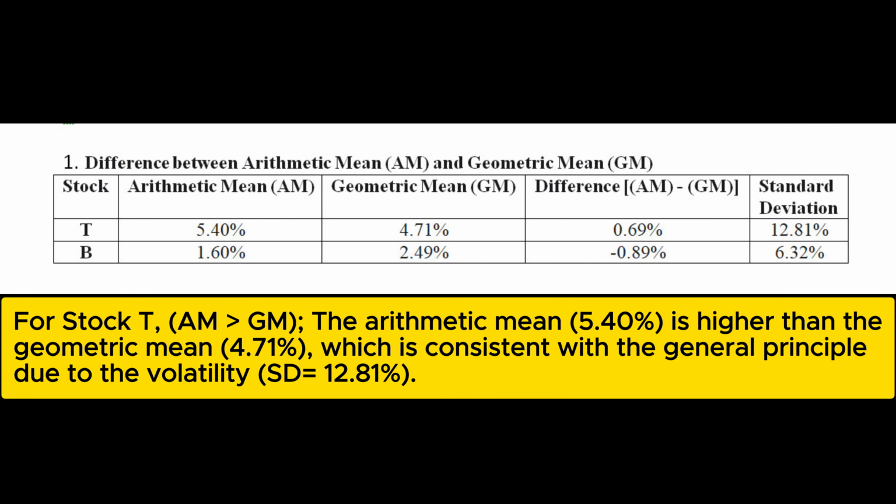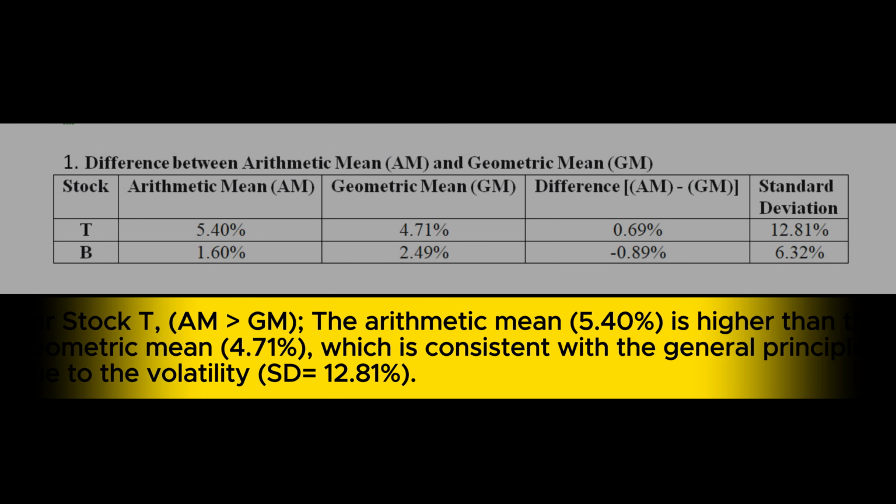In short, we can say that for stock T, AM is greater than GM. In detail, the arithmetic mean of 5.4% is higher than the geometric mean of 4.71%, which is consistent with the general principle, due to the volatility, where the standard deviation is equal to 12.81%.